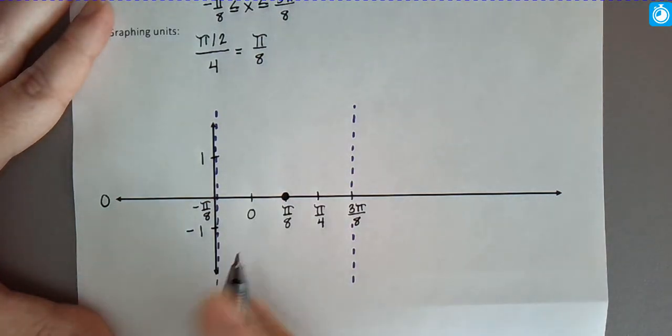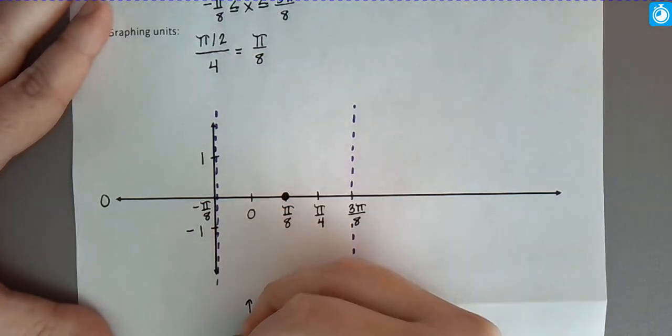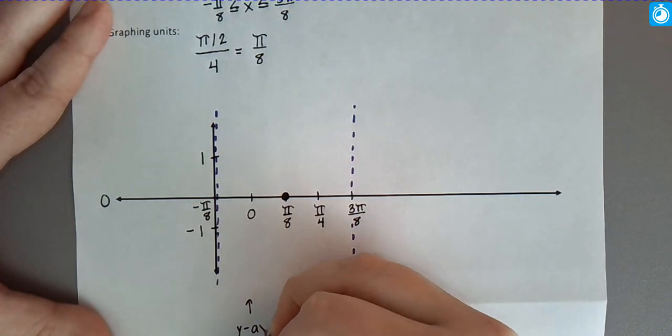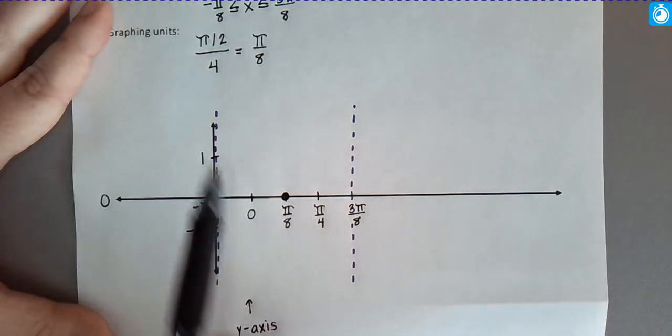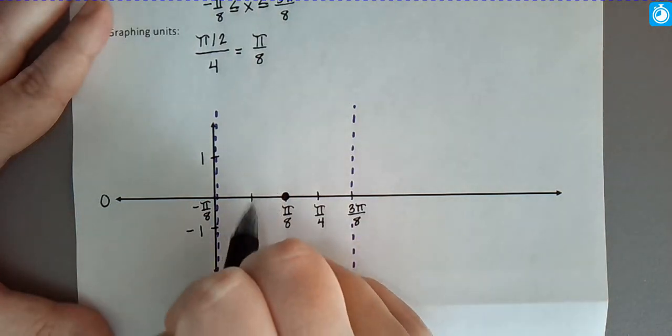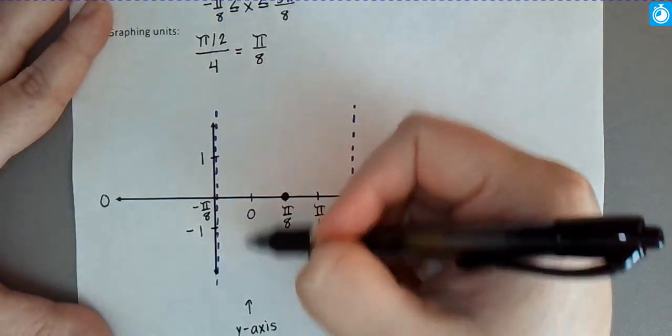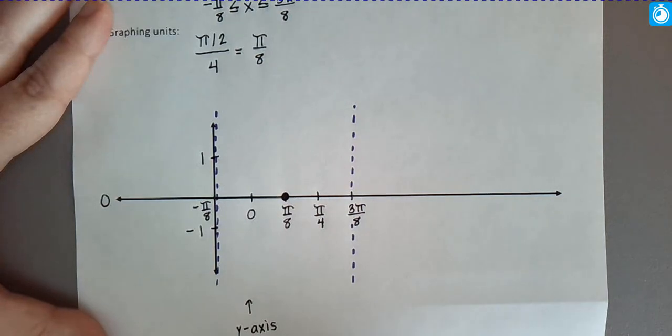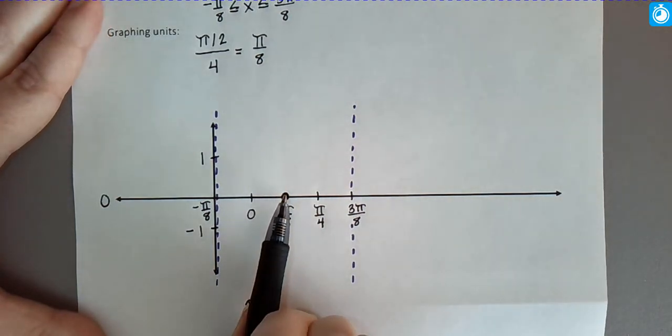This would be the location of the y-axis, so it's worth noting. That's where our actual y-axis would be. So this vertical axis we're using to label, to graph, is not actually the y-axis. Here's 0, so this would be where x equals 0 falls, aka the y-axis. So this is an x-intercept.